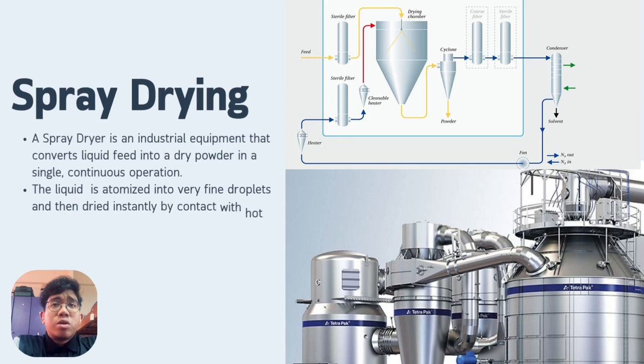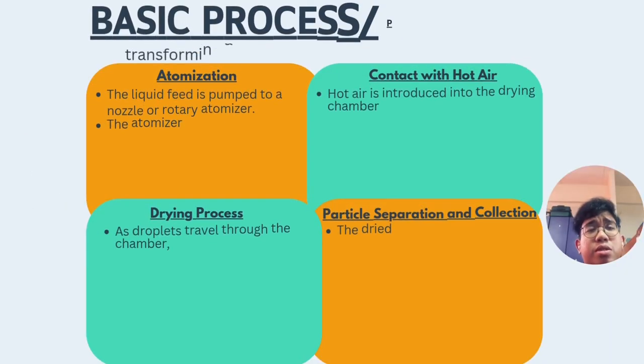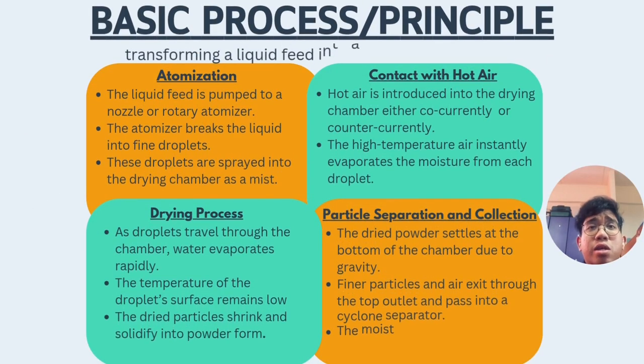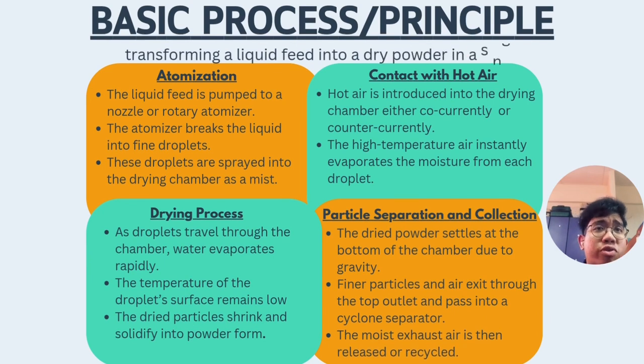A spray dryer is an industrial equipment that converts liquid feed into a dry powder in a single continuous operation. The liquid is atomized into very fine droplets and then dried instantly by contact with hot air. The basic process is transforming a liquid feed into the dry product in a single step.